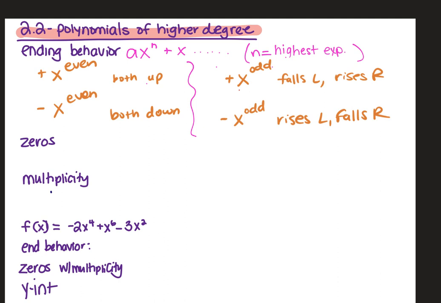To find your zeros, you're going to set f of x equal to 0, okay? And you're going to solve by factoring. There could be a lot of different kinds of factoring here. Greatest common factor. You could do factoring by grouping, okay? You could just do a regular trinomial where you're factoring. And then your multiplicity is the number of times the root occurs.